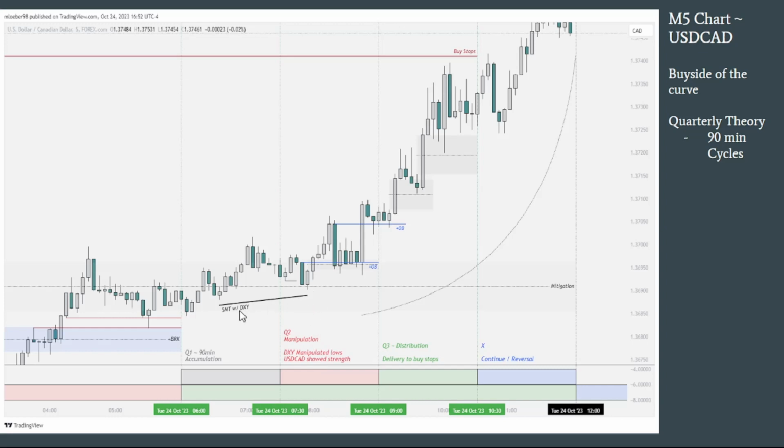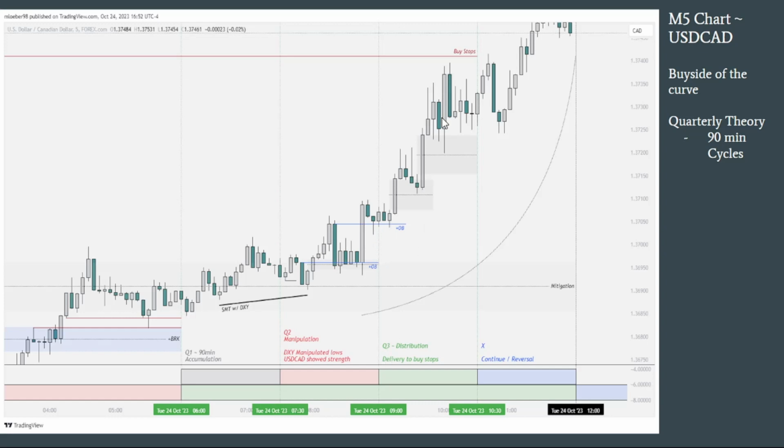So after we had the SMT with the dollar index, and we did have a little stop run here, post that stop run, we formed displacement, which then created a high probability bullish order block because this is the down close candle that ran that low. And after, you can see, we respected it perfectly. Then we formed another order block here with another fair value gap as well.